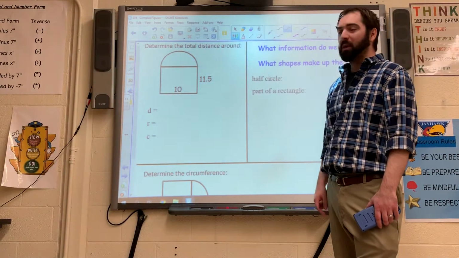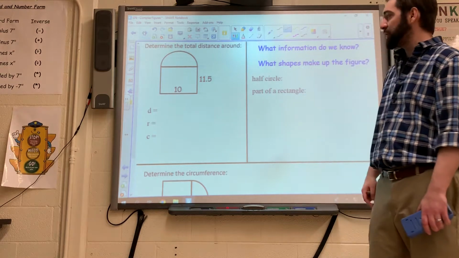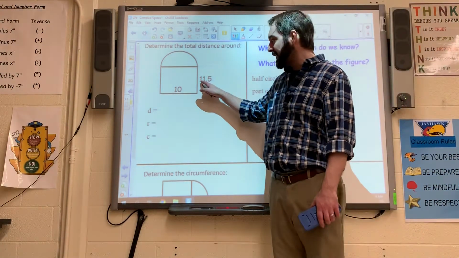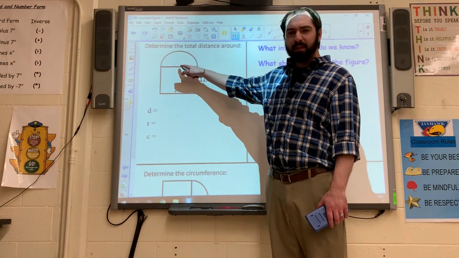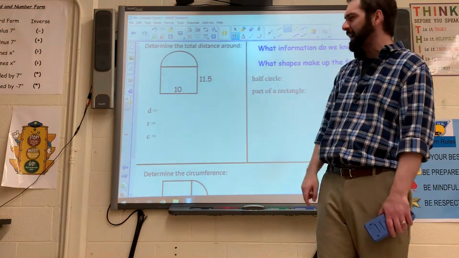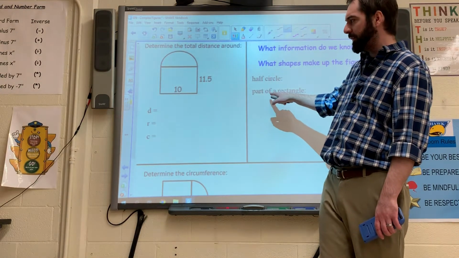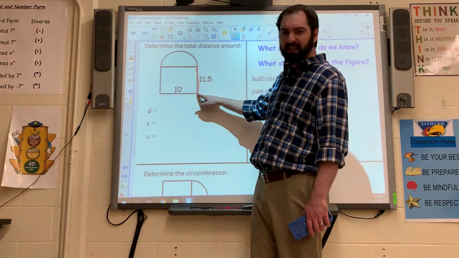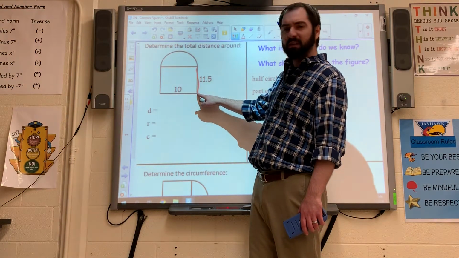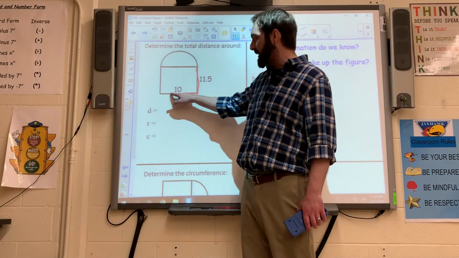This question wants to say, what is the distance around this figure? Well, if I think to myself, what information do we know? We know that it has a length of 11.5 and a width of 10. I also know that I have a semicircle, so it's asking me what shapes make up this figure. I have a half circle and part of a rectangle, because if I'm only talking the outside, if I thought about this maybe as the key of a basketball court, and I wanted to see what's the distance around the key, I would have 11.5 feet by 10 feet.